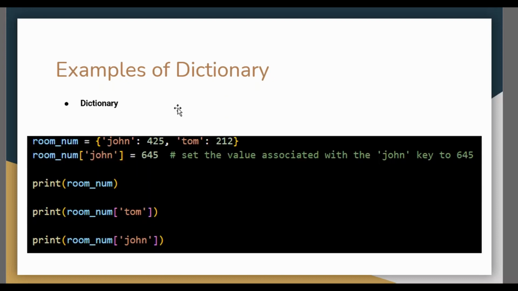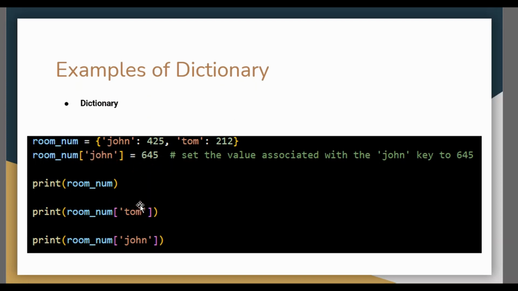If we look into a script of Python, let's say that we have a room number variable. We can assign John with the room 425. Then we can assign Tom with the value of 212. Now here we can also change those values accordingly. So let's say, for example, instead of John having a room of 425, he changes it to 645. You can do that here as well.